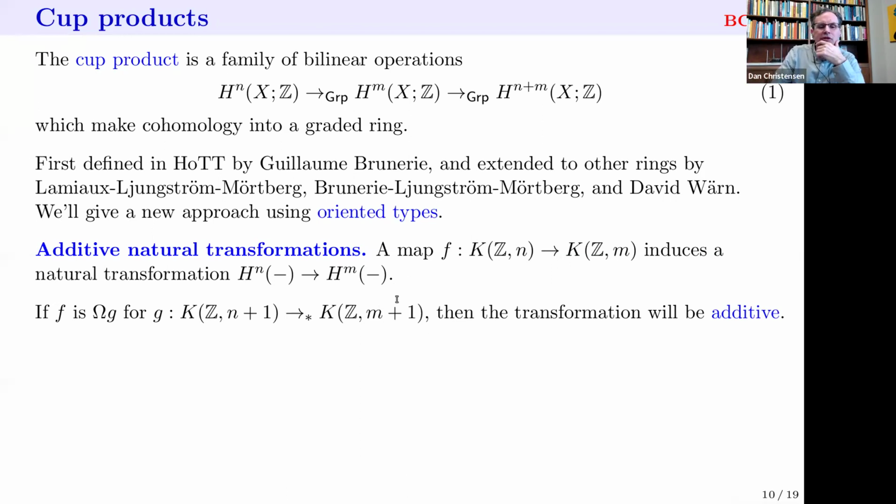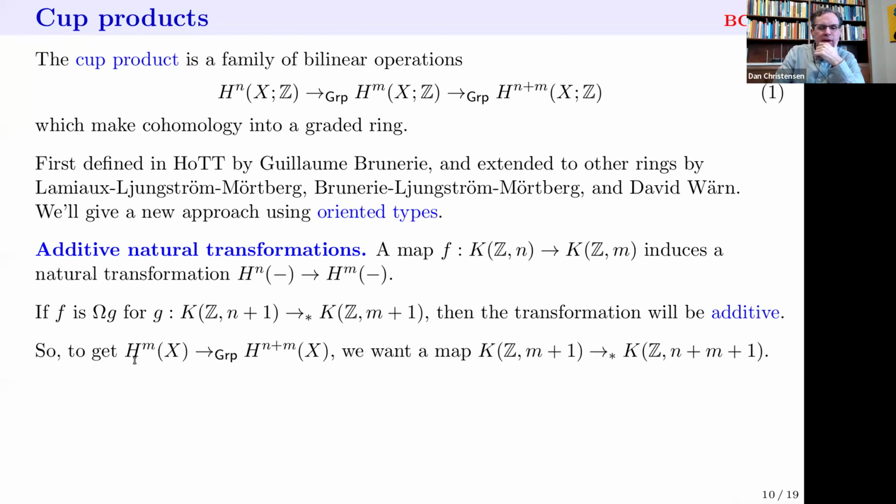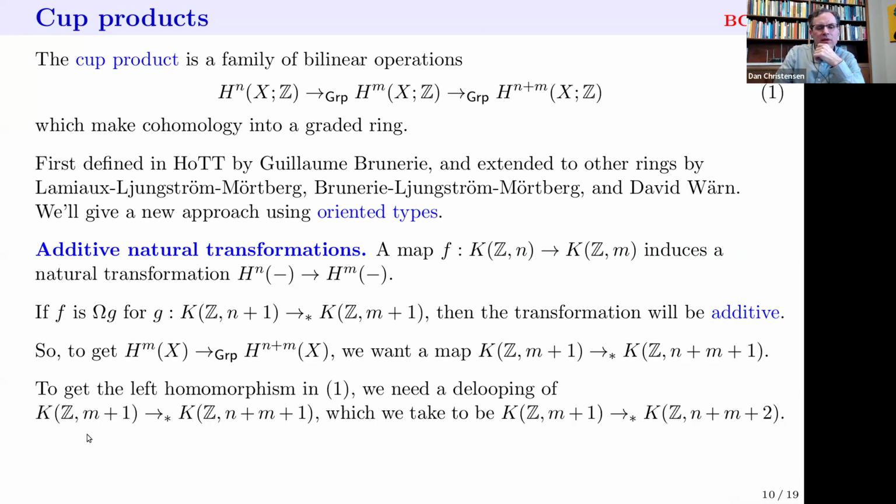So if I wanted to apply this observation here, first of all, for the inner set of group homomorphisms, what I'll want is a map from a KZ(M+1), increasing the superscript by 1, to a KZ(N+M+1). So this type will give me group homomorphisms. But now I want group homomorphisms into that type considered as a group. So I need to deloop this pointed mapping type. So we need to deloop that.